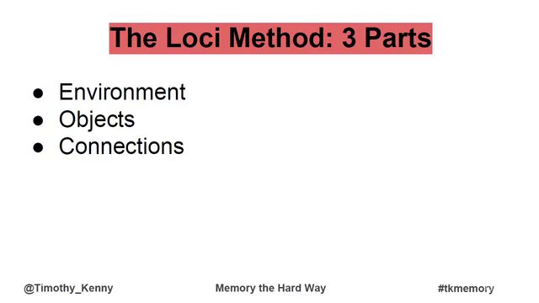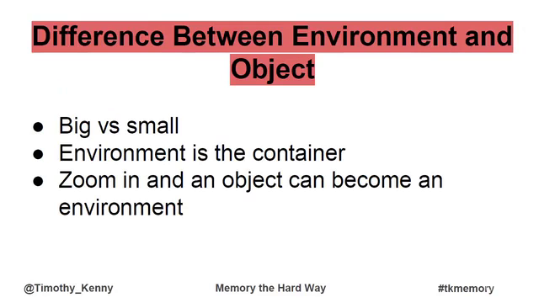And the Loki method is split up into three parts. It's split up into the environment, understanding the environment, understanding the objects that exist in that environment, and understanding the connections, how those objects are connected to the environment, and also sometimes to each other. So what is the difference between environments and objects? What is an environment? What is an object?